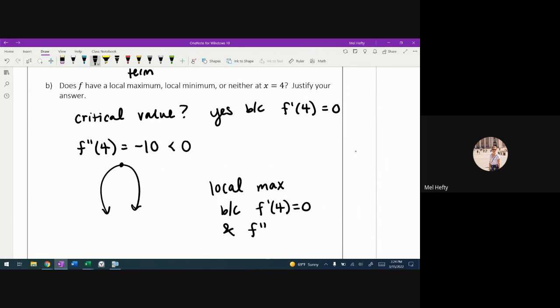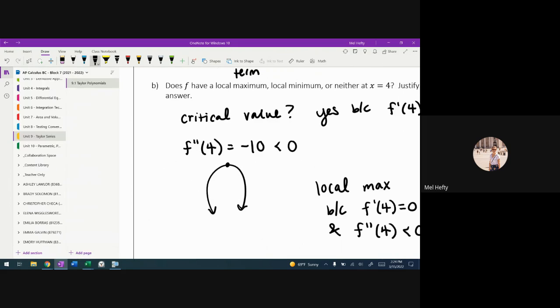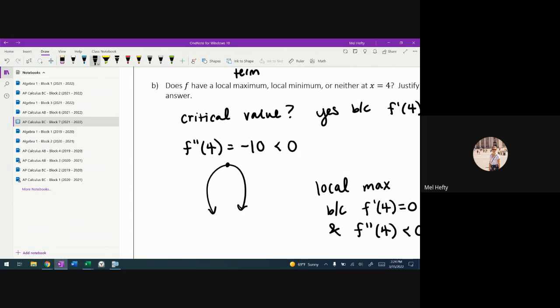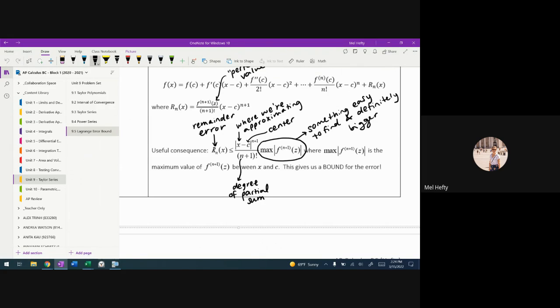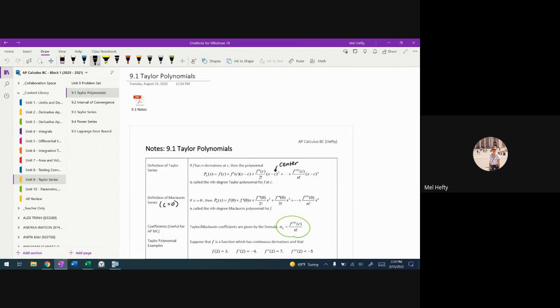And f double prime of 4 is less than 0. So we're going to save the rest of these, the back page of these notes for later. I would like to give you just a very short preview of what this unit looks like. So I'm actually going to go back to my last year's notes that I taught Hamza. All right. So Taylor polynomial is great. That's what we did today. We'll keep going with that.